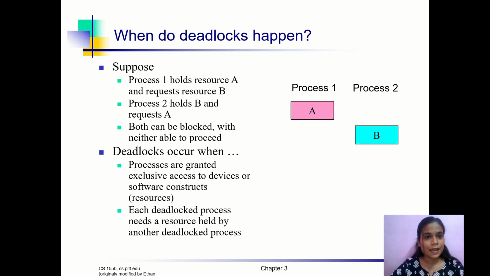So when does deadlock happen? Suppose process 1 holds resource A and requests resource B, while process 2 holds B and requests A. Both can be blocked with neither able to proceed. Deadlock occurs when processes are guaranteed exclusive access to devices or software constructs, which are resources. Each deadlocked process needs a resource held by another deadlocked process.